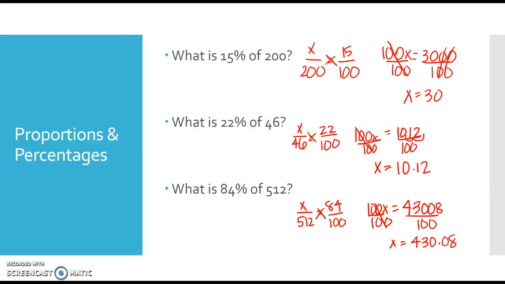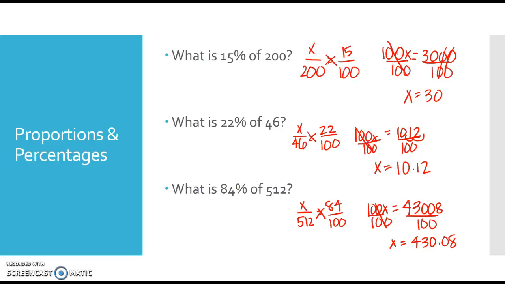Now you can kind of logically make sure you're doing this correctly. 15% of 200 is going to be relatively small. 15 is kind of close to 0, compared to other numbers that get closer to 100. 30 is closer to 0 than it is to 200. 22%, that's almost a quarter. So that's almost a fourth of the way to 46, which is about 10. 10 times 4 is 40. So a little over 10 would be getting you about a fourth to 46.